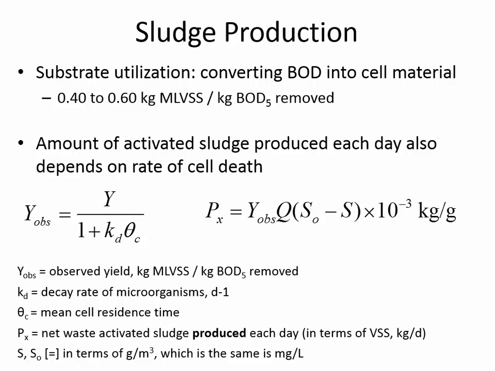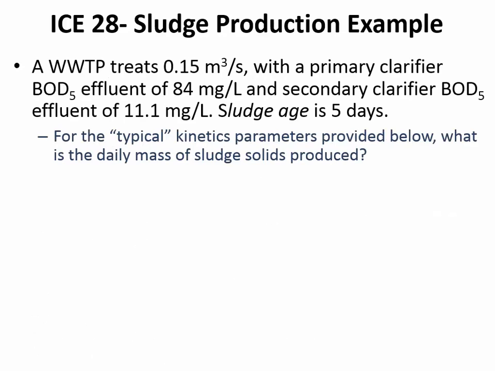P sub x has units of kilograms per day of sludge solids that's generated. And it factors in the yield, the flow rate, and then the amount of BOD that's removed. This difference here, S naught minus S, if S naught is the inflow BOD and S is the outflow BOD, the difference between the two is how much food got eaten by the microorganisms.